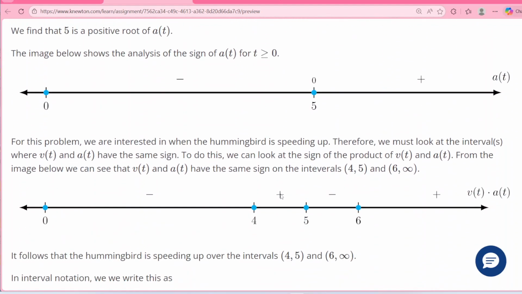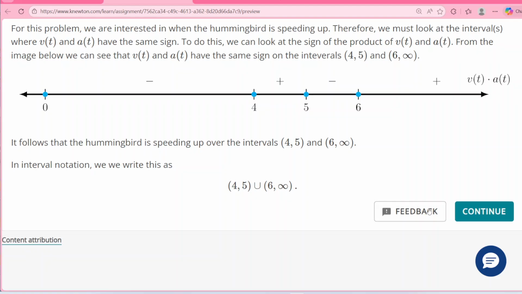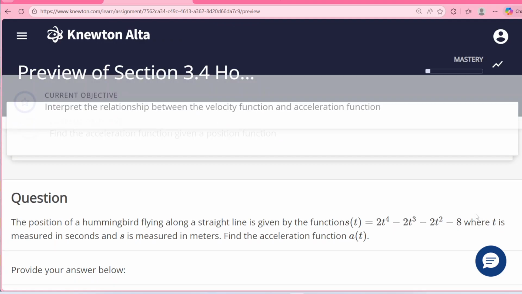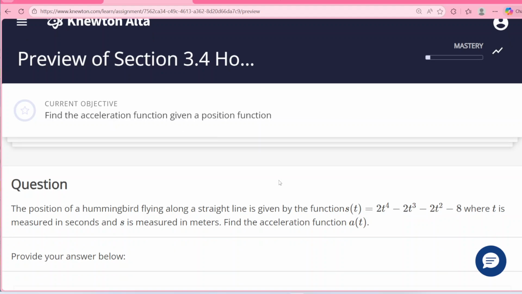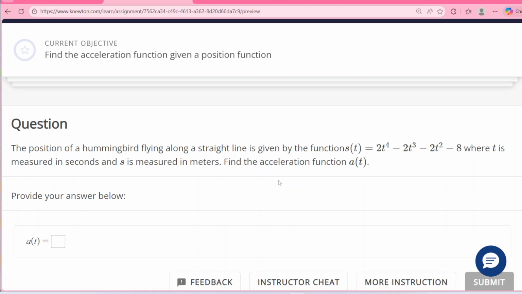So again, they're doing the whole number line thing like I mentioned. Now we're on the objective, simply find the acceleration function given a position function. So remember, very simply, the acceleration function is the second derivative of the position function. So s of t is given here, and I'll write this out. It's the first one from this objective.